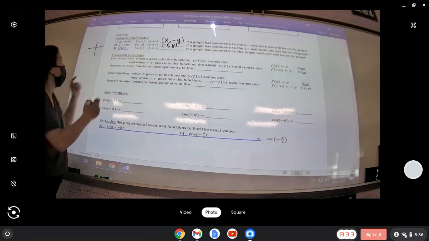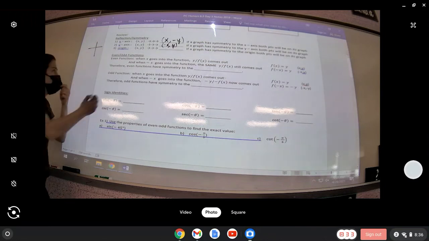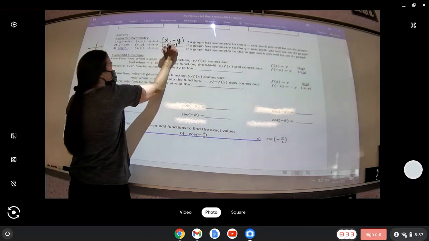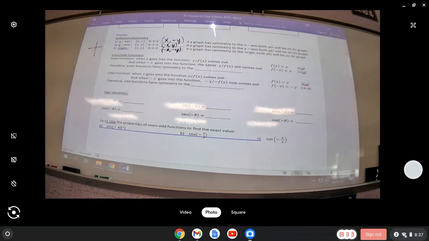And then the origin. If you take a point and reflect it through the origin, the point becomes (-x, -y). Both coordinates change to the opposite sign. So any function that has symmetry to the origin would have the point (x, y) and the point (-x, -y) on its graph.